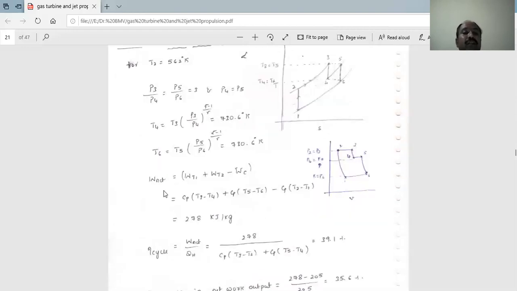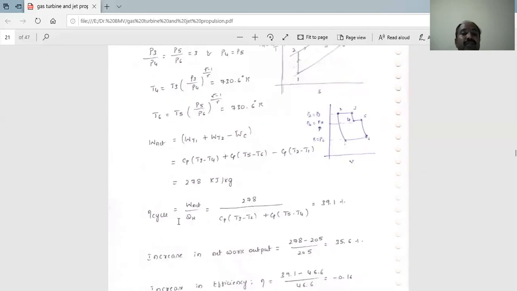Then we write down W net for the reheating gas turbine cycle, which consists of a high pressure and a low pressure turbine. That means WT1 plus WT2 minus WC. Then we write Cp into T3 minus T4 plus Cp into T5 minus T6 minus Cp into T2 minus T1. Then W net becomes 278 kilojoules per kg.